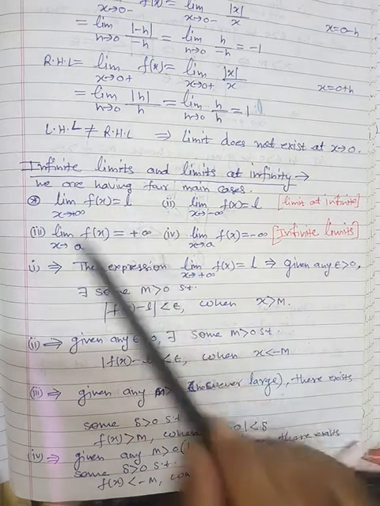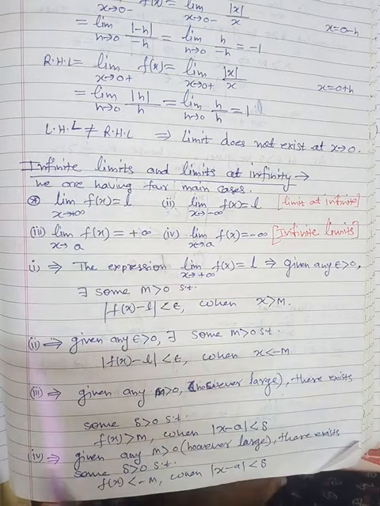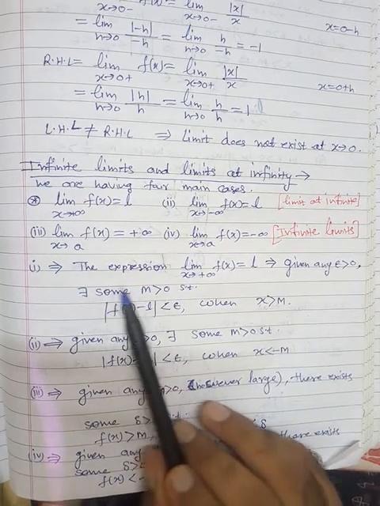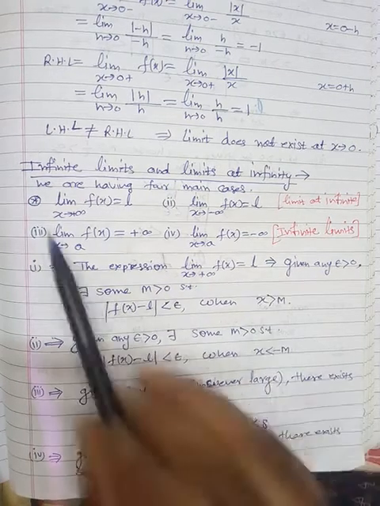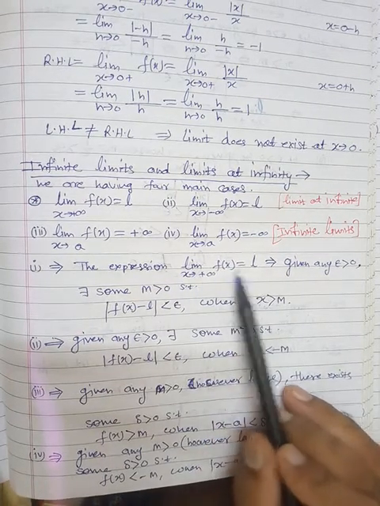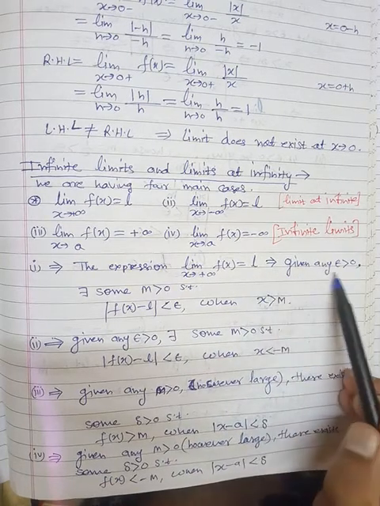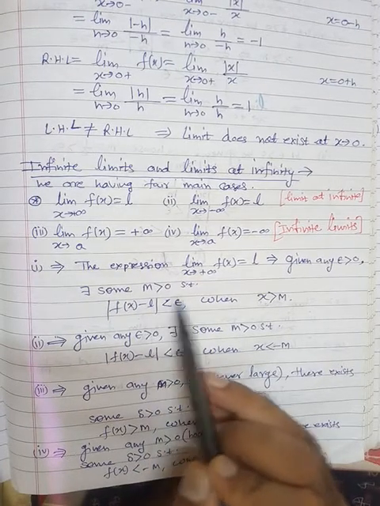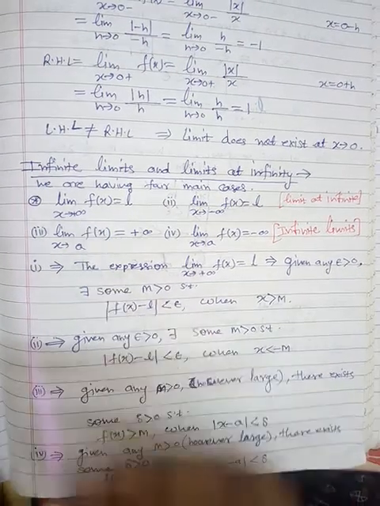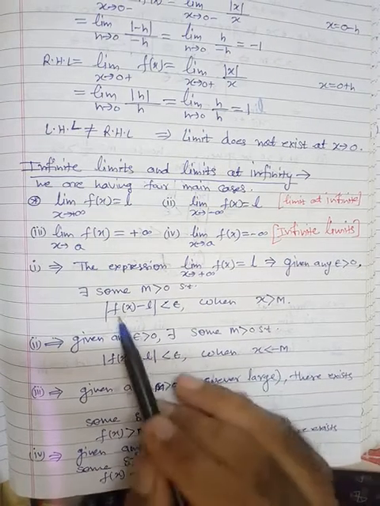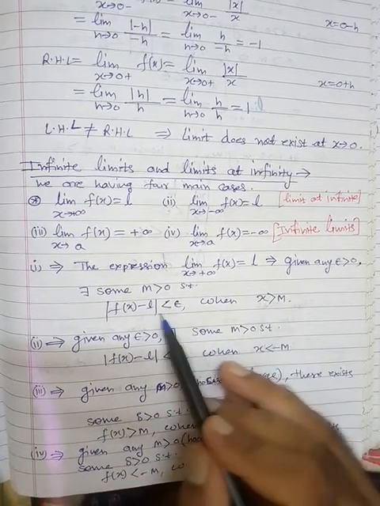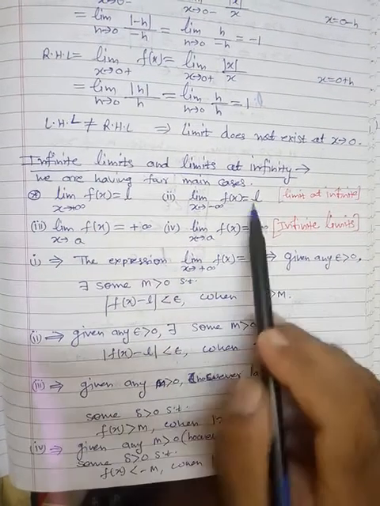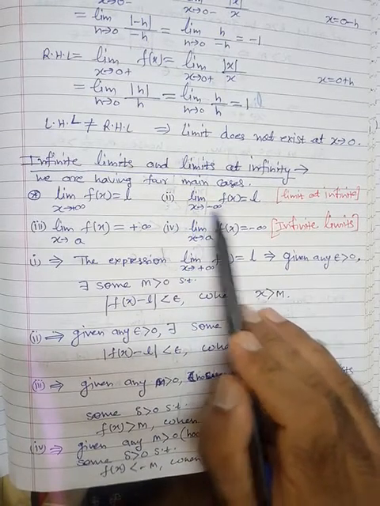So first I am taking limit at infinity. So here x is tending to positive infinity. So by the epsilon delta definition, this is equal to L. First case, limit x tending to plus infinity f of x is equal to L. This implies given any epsilon greater than 0, there exists some M. M is a very large number because we are tending to positive infinity, such that the magnitude of f of x minus L is less than epsilon whenever x is greater than M. Fine. Now the second part, here x is tending to minus infinity.